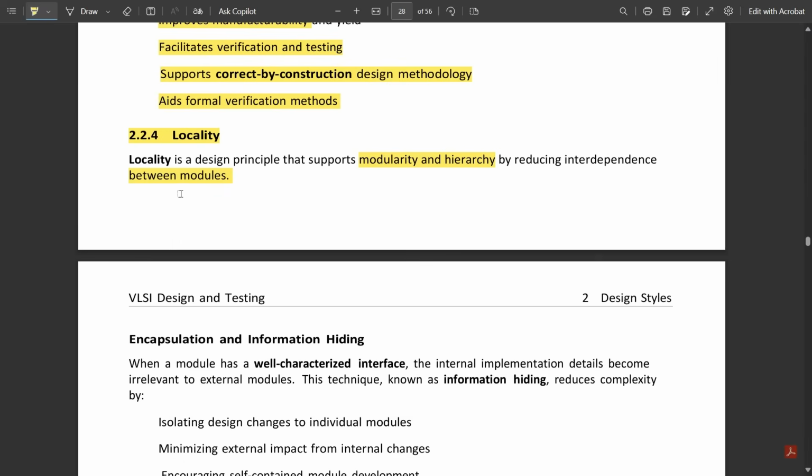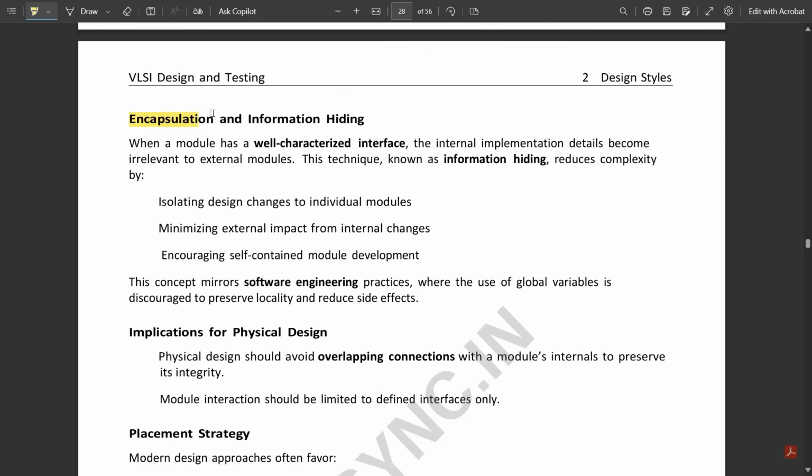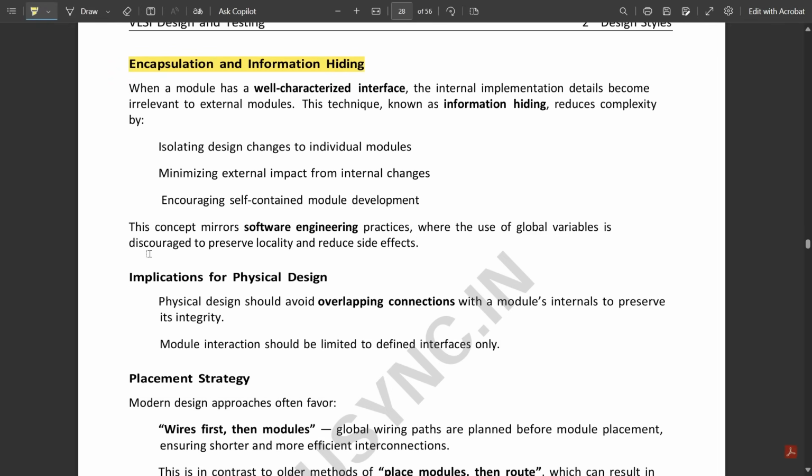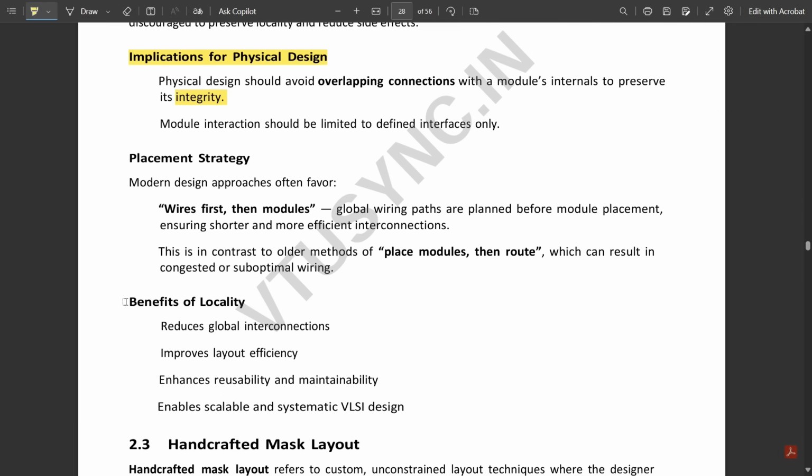So under this locality, we have encapsulation and information hiding. Okay. Then we have implications for physical design. Physical design should avoid overlapping connections with module internals to preserve their integrity. Okay. So the integrity of the chip is very essential, and in order to enhance that, the physical design also should be very careful and should not vary. Okay. Next, the benefits of locality: it reduces global interconnections, improves layout efficiency, enhances reusability and maintainability, and enables scalable and systematic VLSI design.